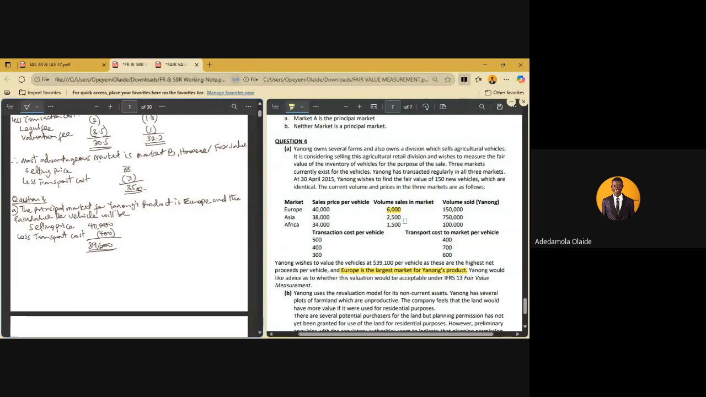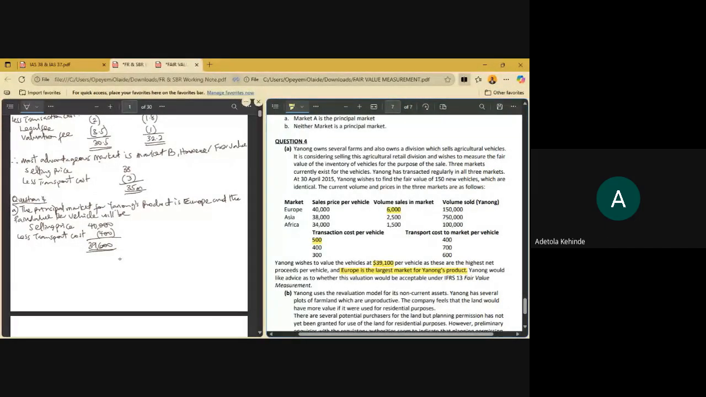Why they got 39,100 was because they deducted transaction cost of 500. But don't forget, we only deduct transaction cost to determine what is the most advantageous market. We don't deduct transaction cost to determine fair value. Is it clear? Yes, sir.